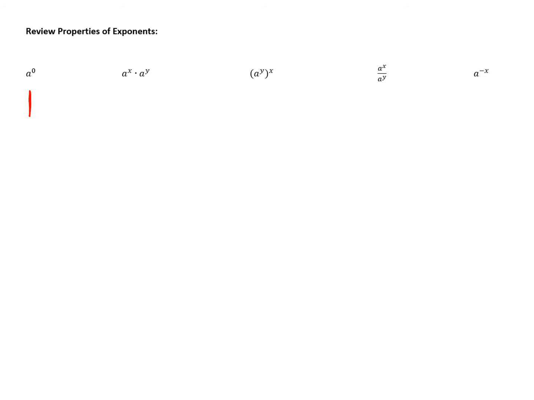The second example here says a to the x times a to the y. If you remember from earlier this year, that is considered multiplying like bases, and when we multiply like bases, we add our exponents. So that would be a to the power of x plus y. The third example is when you raise a power to a power, a to the y all raised to the x power. When you raise a power to a power, you multiply your exponents. So that would be a to the yx, or xy if you prefer.